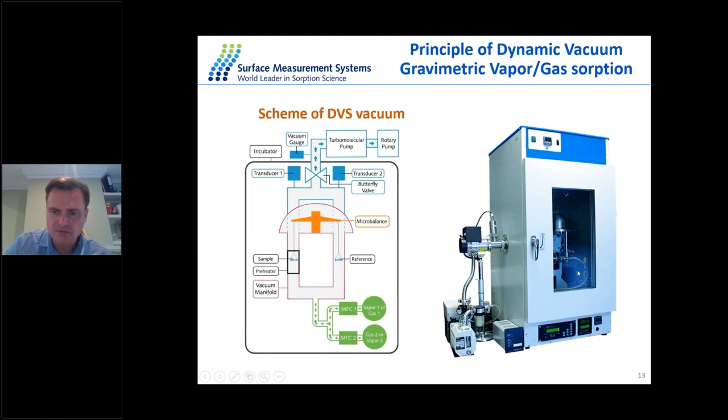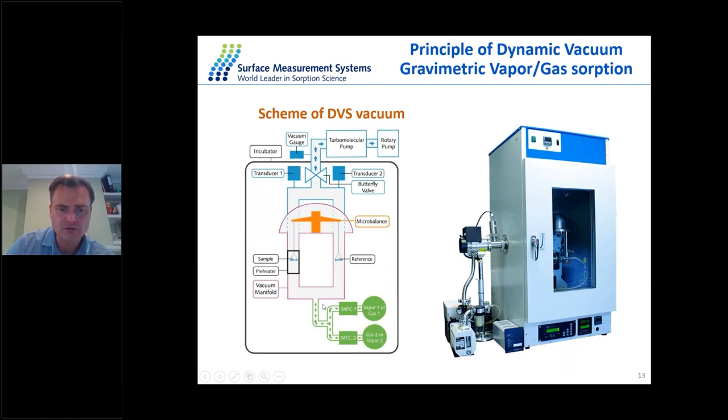And what you can see here is a small flask. This is where you're going to put your water or organic solvent. The right hand side is just basically a scheme. And I'm going to spend a couple of minutes on this, especially for co-adsorption, because this system allows you to do 2 vapors, 2 gases, or 1 vapor and 1 gas.